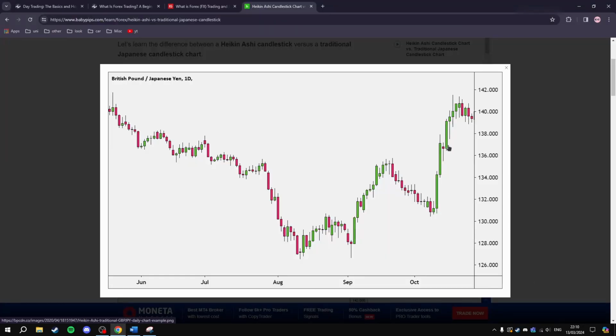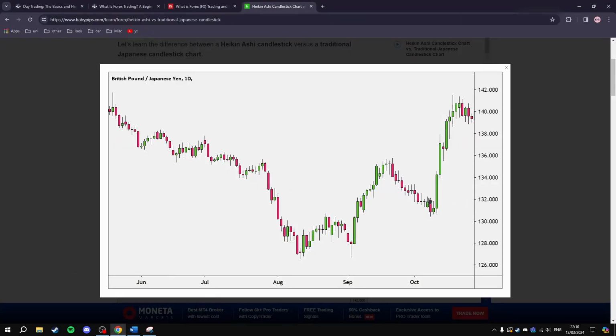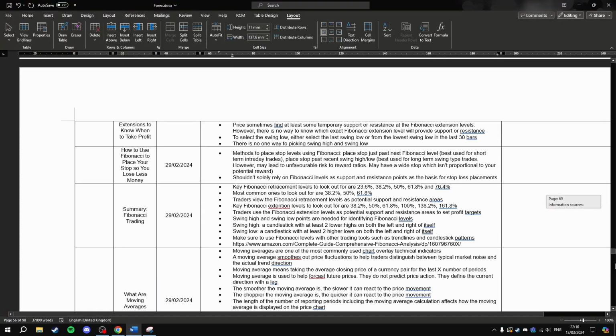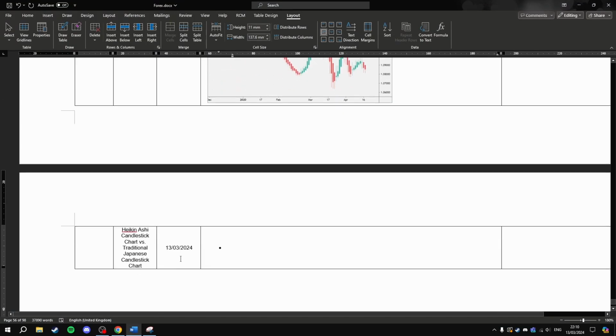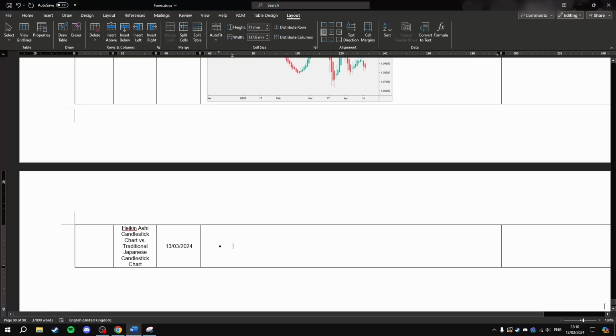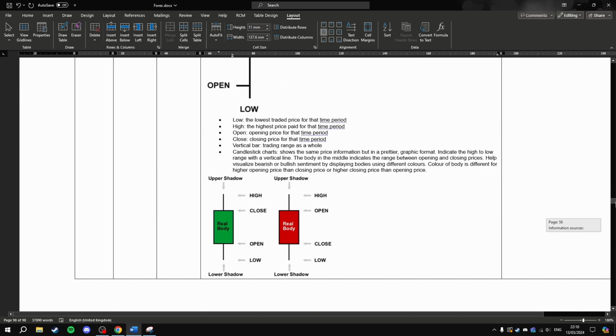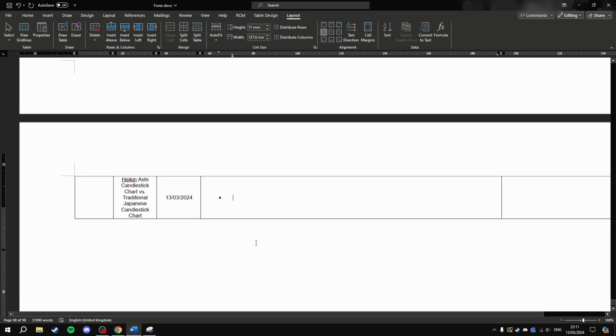So green, I said the closing price is above the opening price. Closes above the open. For red, the open is above the close. Yep. Very good. Oh yes, and of course you've got the highs and the lows.